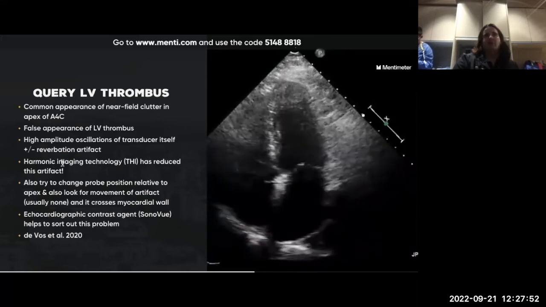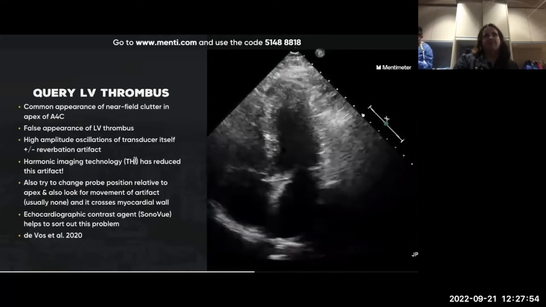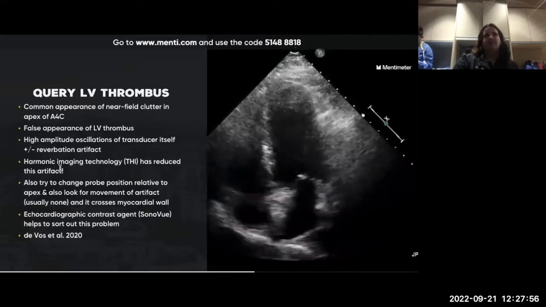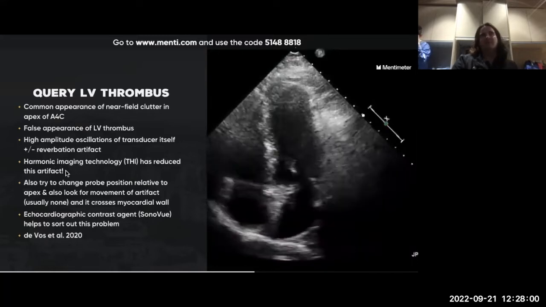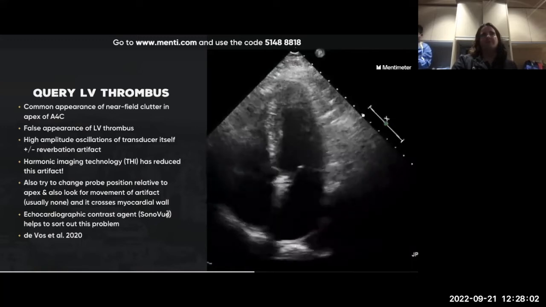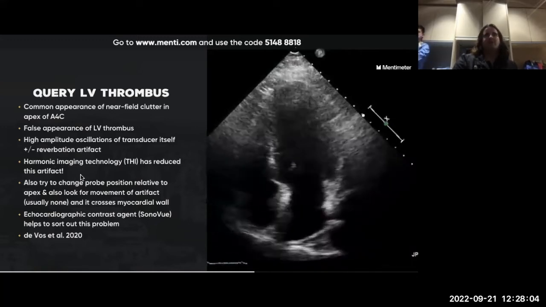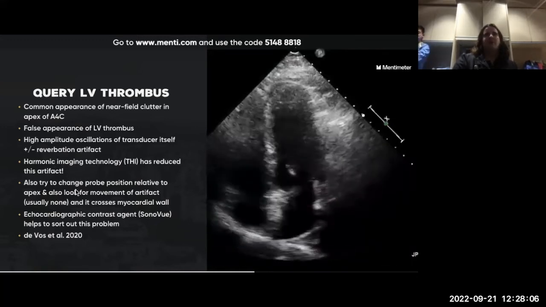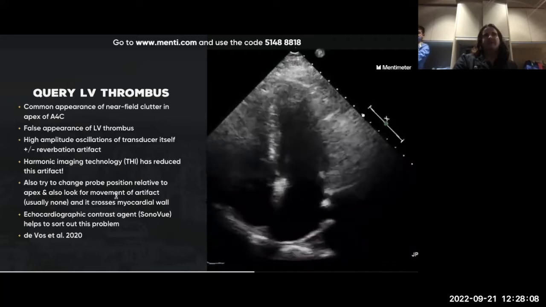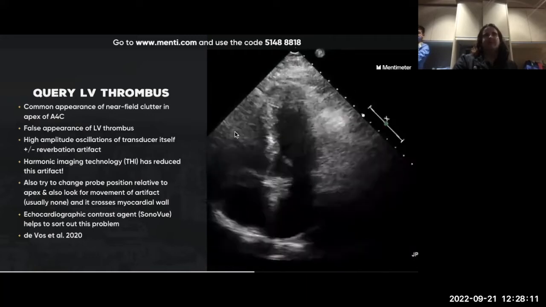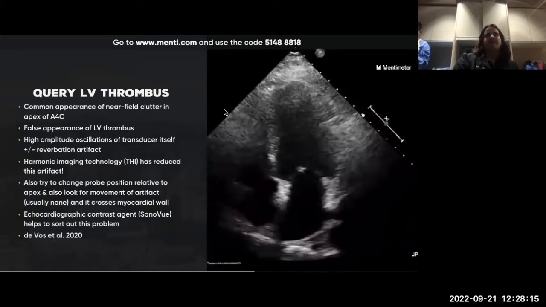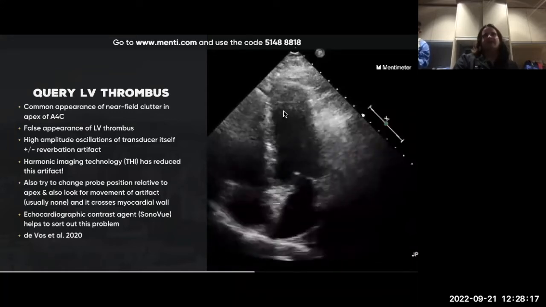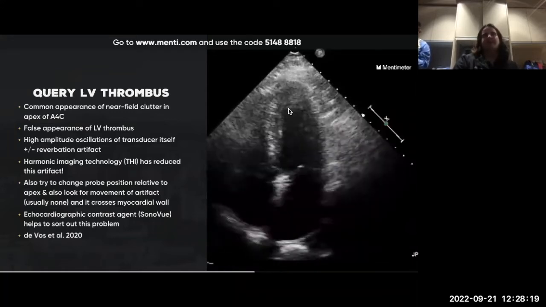Now, there's what's called harmonic imaging technology, or tissue harmonic imaging, which is one way to reduce this artifact. It blocks the emitting frequency, or what's called the fundamental frequency of the probe, but allows for additional resonant frequencies. You can often change the probe position relative to the apex. If you go a little bit past the apex, for example, it can reduce this artifact greatly. But the point here is to recognize this is such a common problem that it's easily missed.